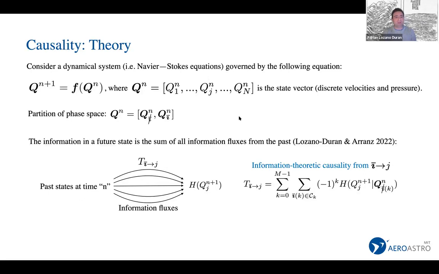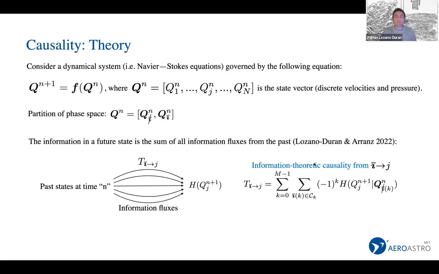This happens because this is a deterministic system. So when you set the initial condition, then you know what is going to be the future. If you translate that into information theory, it means that you have some past states at time n, and we are going to find some fluxes T from some variables to j, and all that together will give me the information in the future of that variable. You can actually derive the particular formula that you get. I'm not going to emphasize the formula so much. The idea is that all the information of a variable in the future is coming from the past.